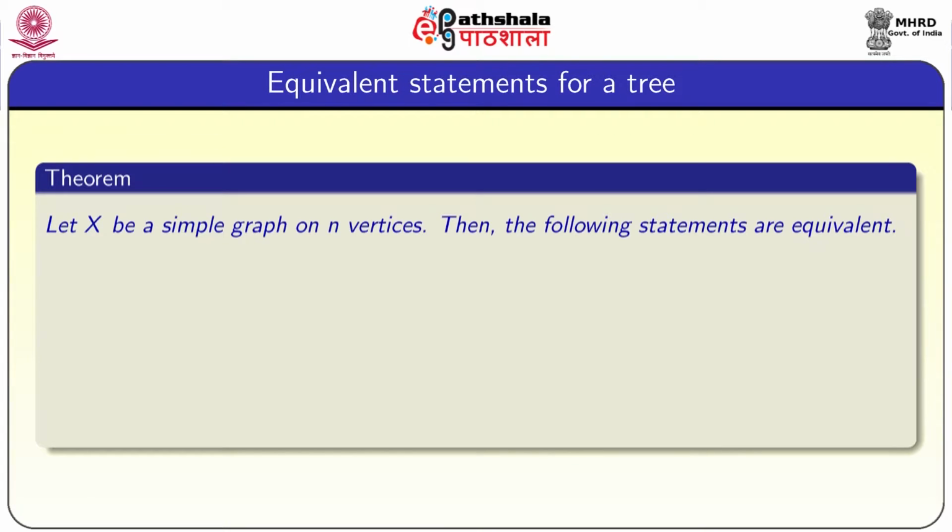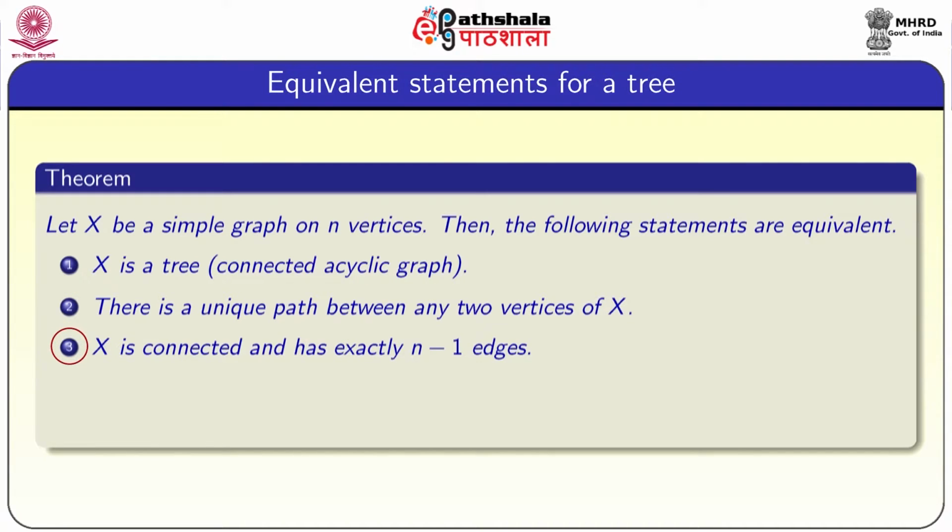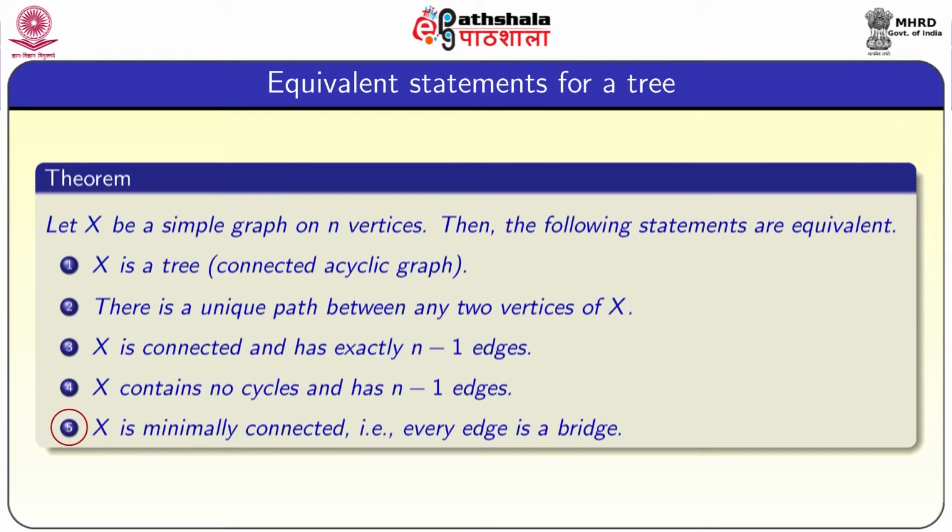Now, we will see equivalent statements for a tree. Let X be a simple graph on n vertices, then the following statements are equivalent. X is a tree, that is, a connected acyclic graph. There is a unique path between any two vertices of X. X is connected and has exactly n minus 1 edges. Throughout this we are assuming that X is a simple graph on n vertices. X contains no cycles and has n minus 1 edges. X is minimally connected, that is, every edge is a bridge.